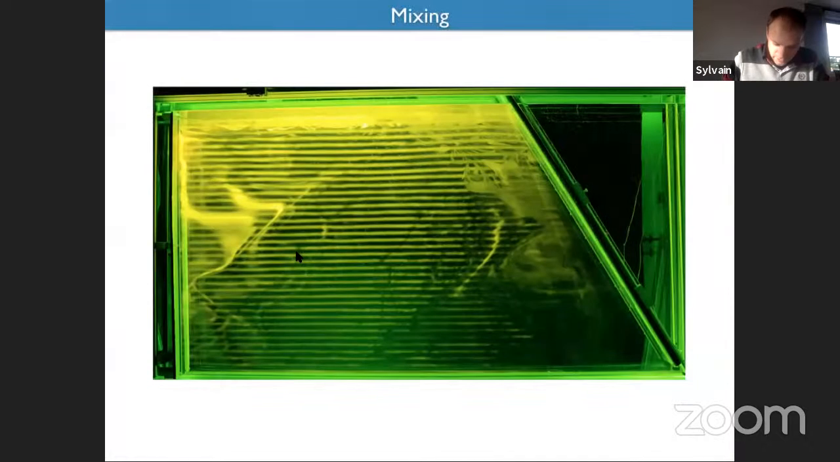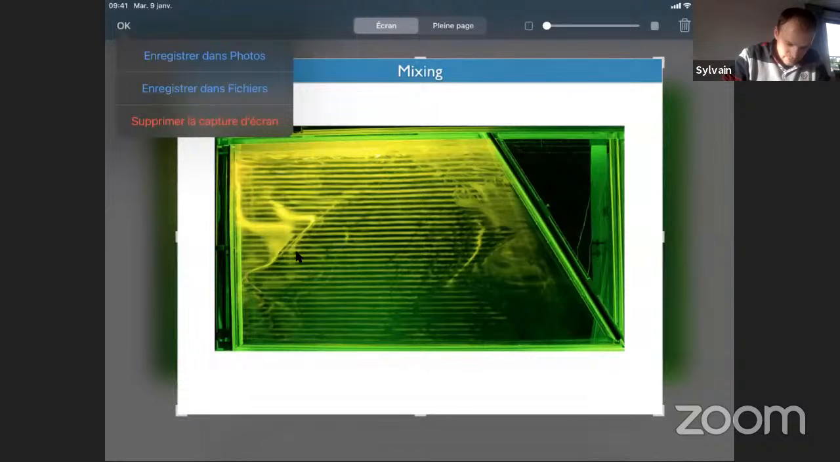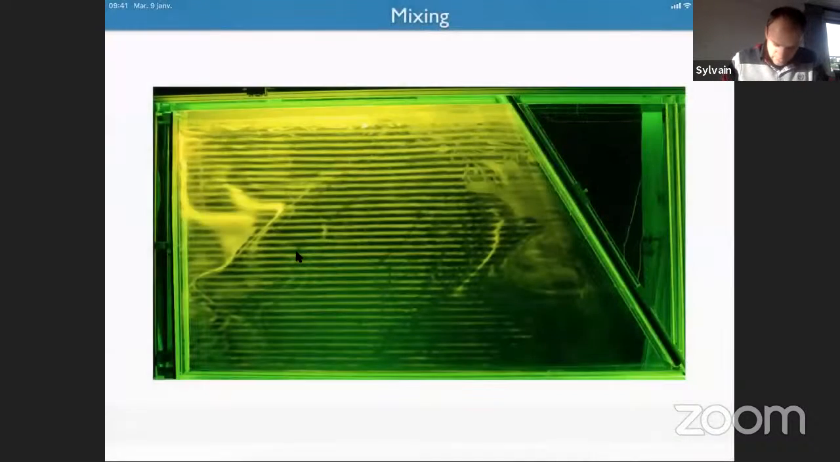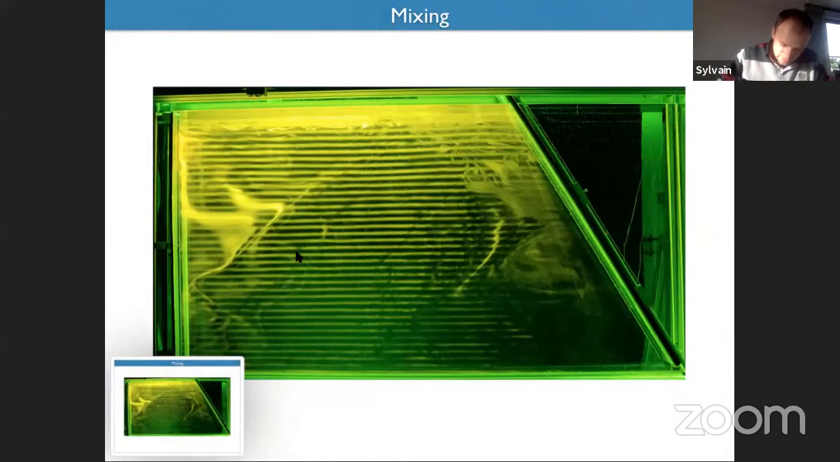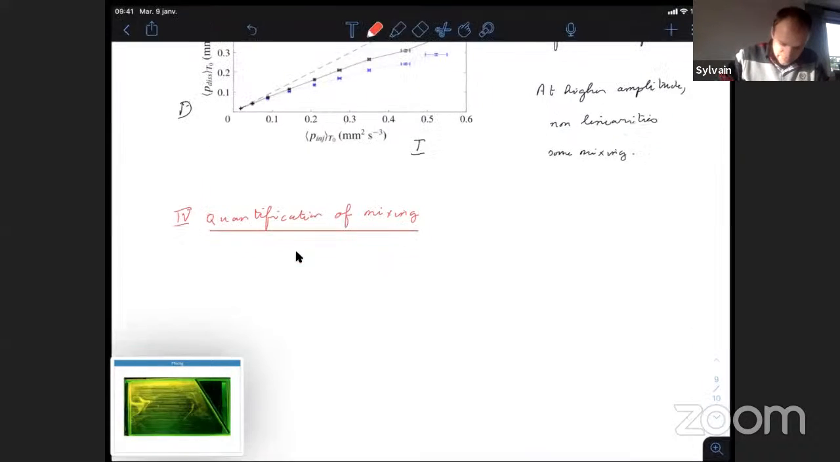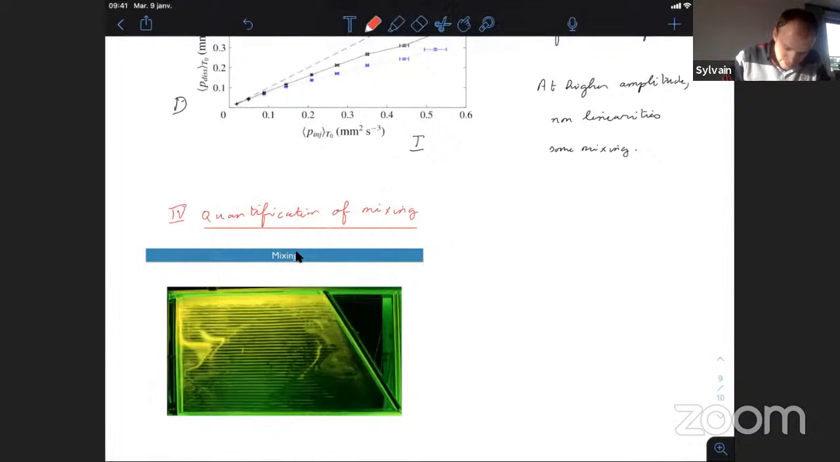And this is some mixing due to wave breaking.